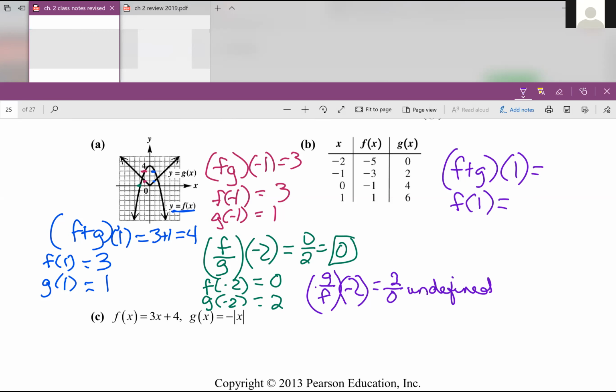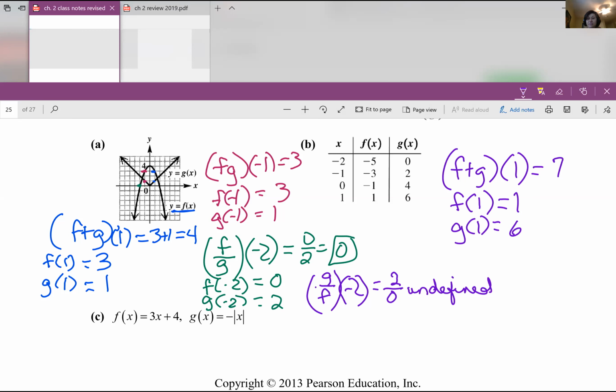1. Good. You're exactly right. When x is 1, f of x is 1. What is g of 1? 6. Yes. So what would f plus g of 1 be? 7. I just add them together.